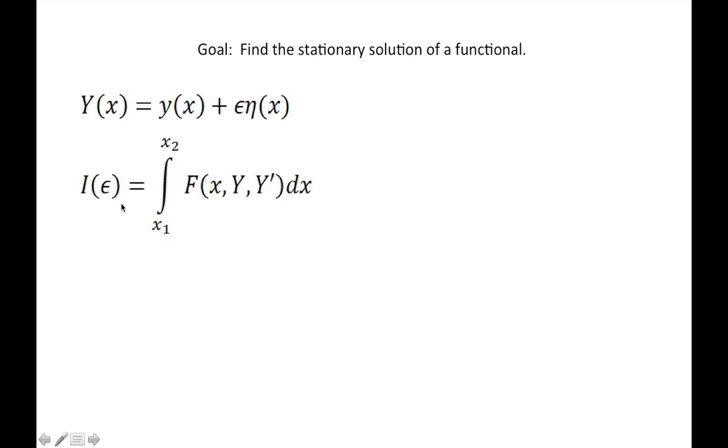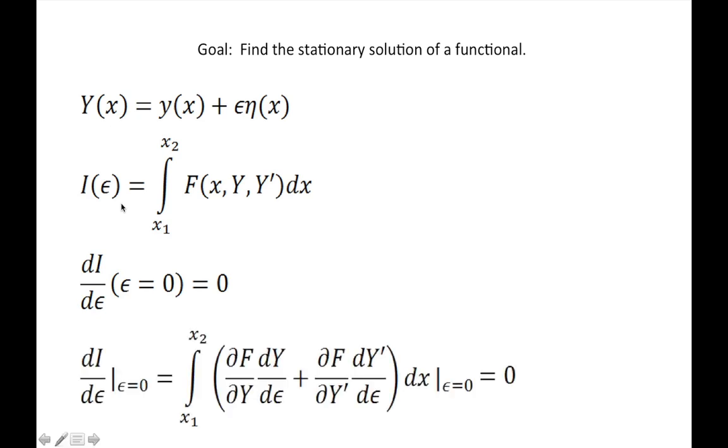Now it may not look like it, but this rewrite gives us a big advantage. This is because we already know what the stationary path of the integral is. It's little y of x. So we know that the stationary path occurs when epsilon is 0. Thus, the derivative of I with respect to epsilon will be 0 when epsilon is 0. Let's go ahead and find the derivative of I with respect to epsilon and set it equal to 0 when epsilon is 0.